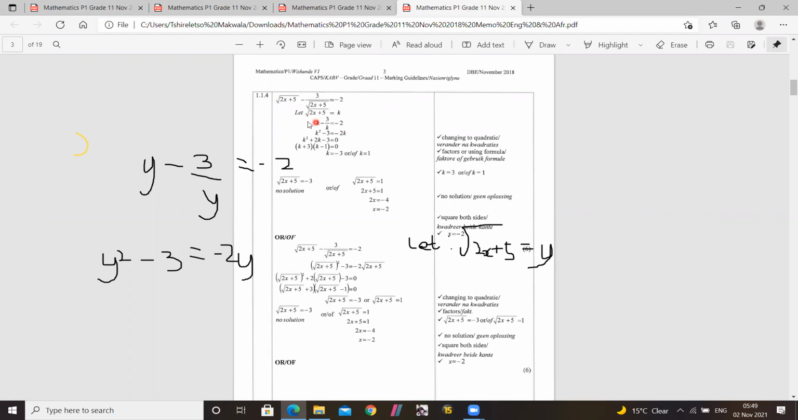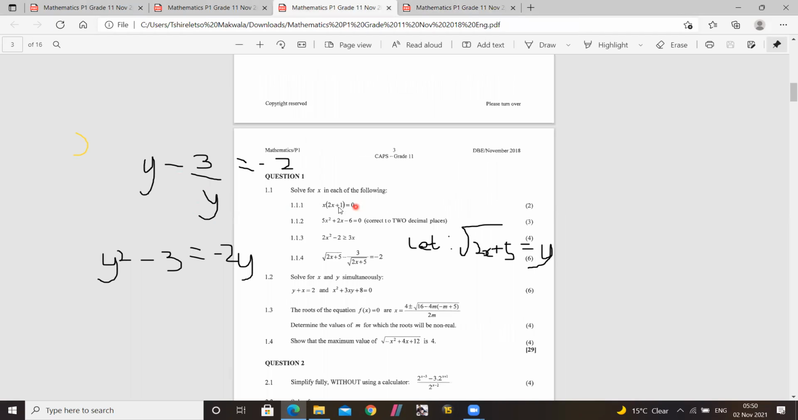So you can use any variable except x. Don't use x, because they already used it. So you can use any other variable except x. Then this is what they did, same as me: multiply out, then solve for that y or k. So what was the question saying?